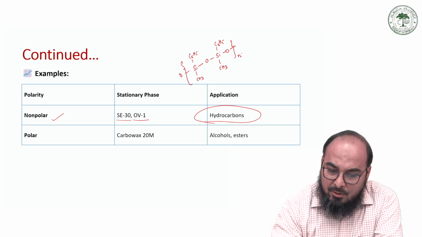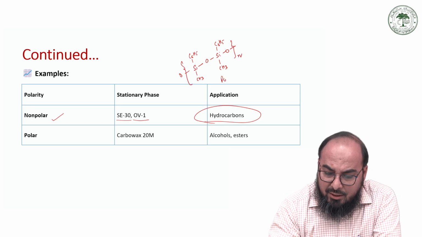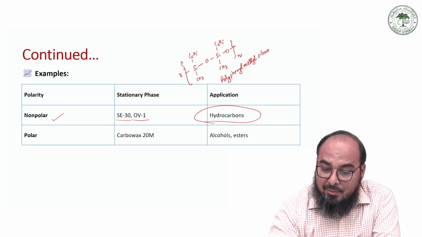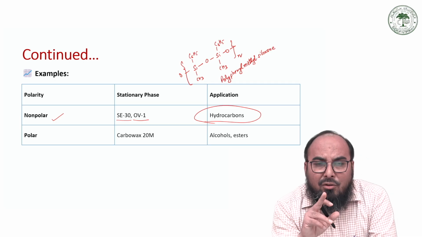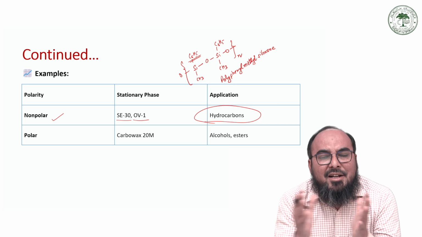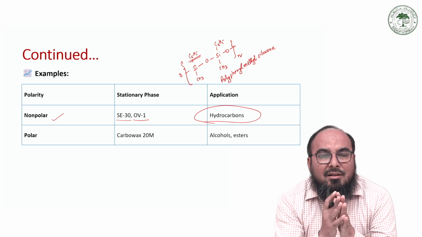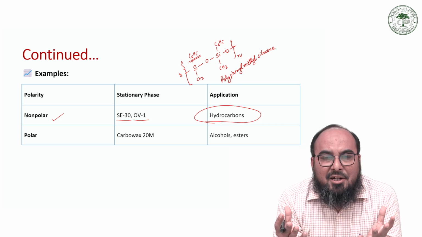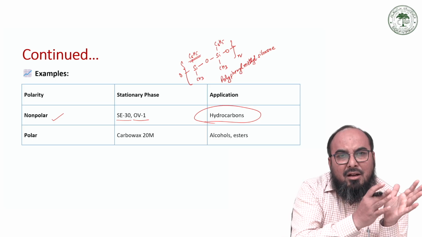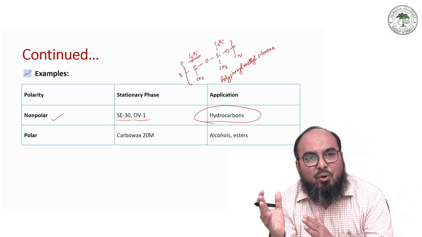now this becomes polyphenyl methyl siloxane. With the introduction of this phenyl group, you have facilitated some pi-pi interaction. So this comes in between the extremely non-polar and extremely polar.